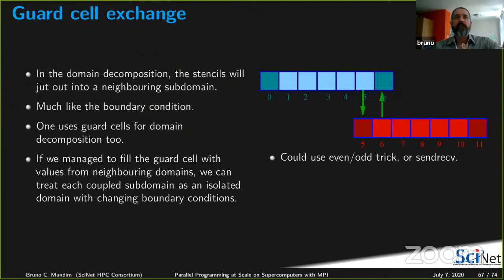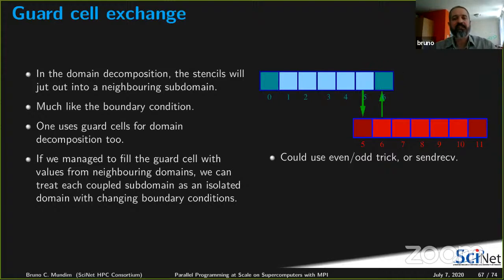That's the message of this slide. Guard cell exchange. So basically, now you want to decompose; let's say you have a rod or an array of points that will have 10 points, right? 1, 2, 3, 4, 5, and then 6, 7, 8, 9, 10. So you want to decompose, send this to one task, one MPI task will deal with that, another MPI task will deal with this part. However, when you need to compute the derivative on this point 5, you're going to need information at the point 6. So they need to exchange that information.